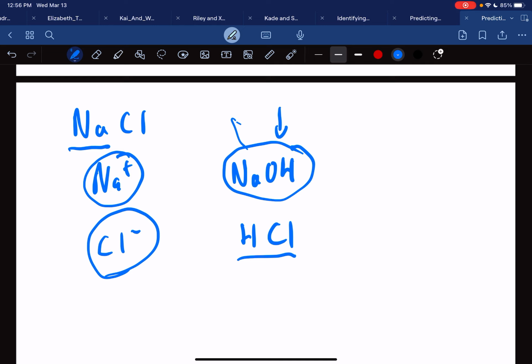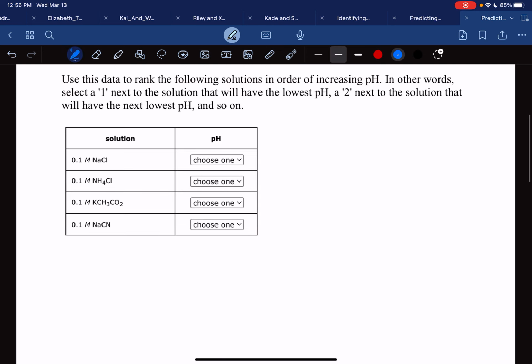So that means that both the Na and the Cl are going to do nothing of what their jobs are. In other words, Na plus is not going to be a good acid, and Cl is not going to be a good base. So essentially, you have a neutral compound. So in our minds, we're going to look back at our table, and we're going to think to ourselves, all right, this is neutral, right?